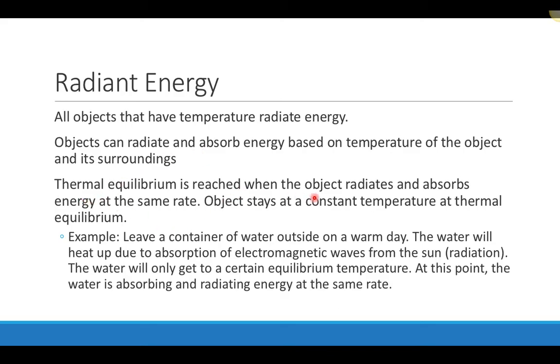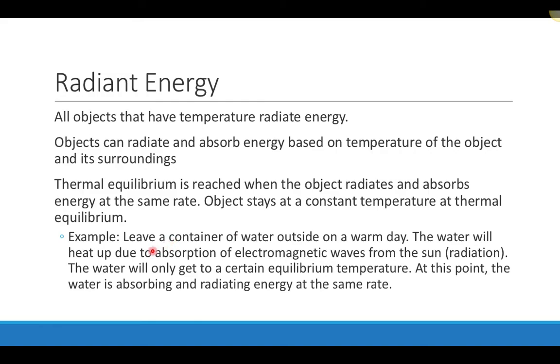Thermal equilibrium is reached when an object radiates and absorbs energy at exactly the same rate. So if an object is at a constant temperature, that means it's in thermal equilibrium, and that means that it is both radiating energy and absorbing energy.